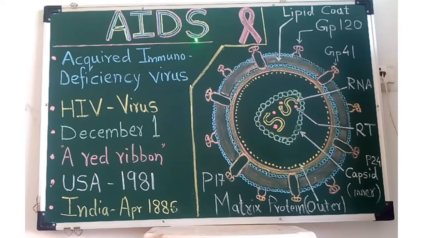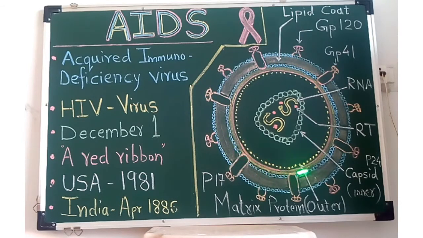The present situation till 2018 is that there are about 37.9 million people who are HIV positive, and there are 7,70,000 deaths that are caused due to AIDS. So, as we have said, AIDS is caused by a virus called HIV.